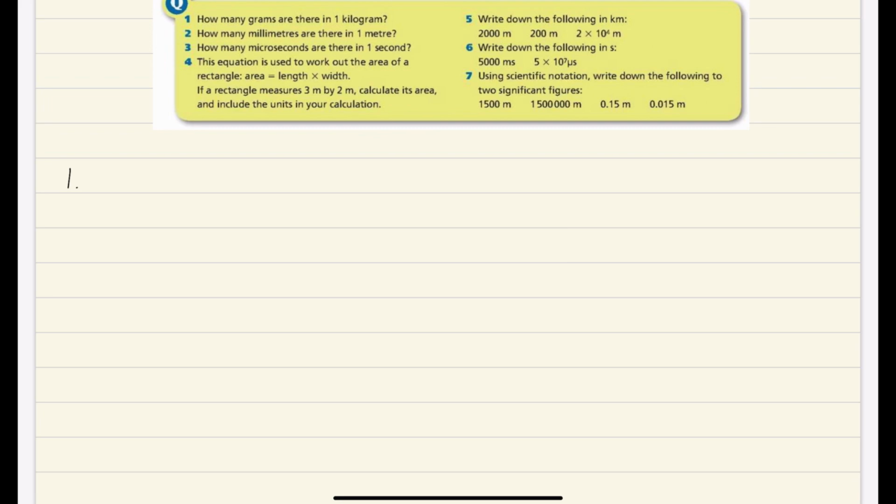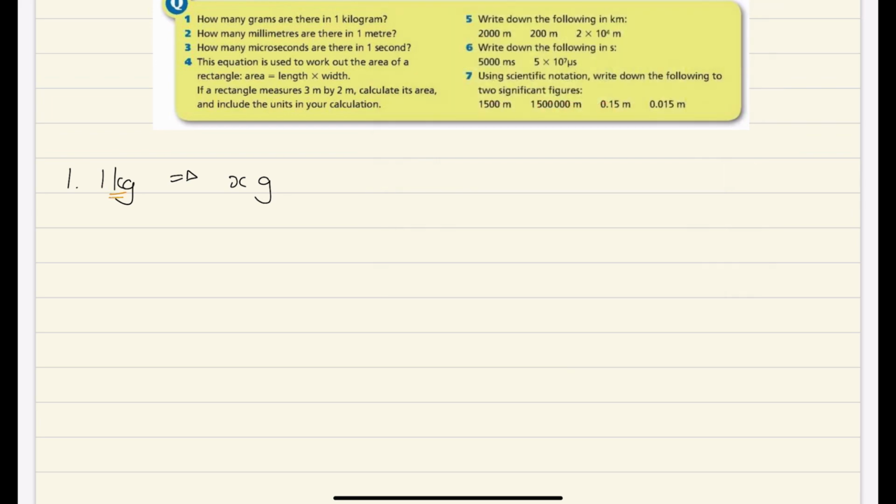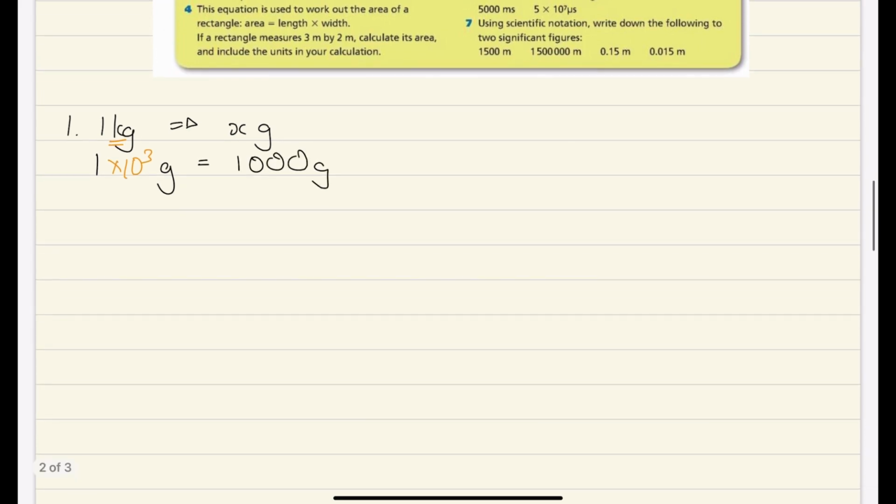So here it's asking me how many grams are in a kilogram. I'm being asked about 1 kg, and I want to know how many grams there are. According to the prefix table, I know kilo, so I'm going to be annotating my work here. Kilo is the same as times 10 to the 3, and so therefore this is 1 times 10 to the 3, so that means 1 kilogram is the same as 1,000 grams.